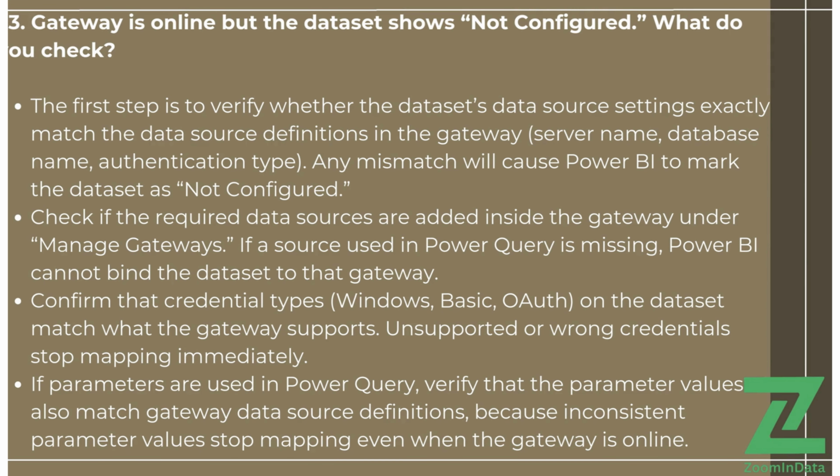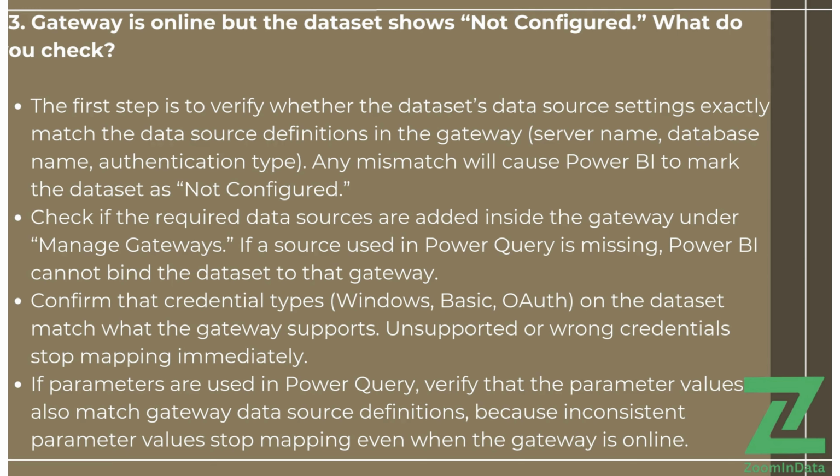23rd question. Gateway is online but the dataset shows, not configured. What do you check? The first step is to verify whether the dataset's data source settings exactly match the data source definitions in the gateway: server name, database name, authentication type. Any mismatch will cause Power BI to mark the dataset as not configured. Check if the required data sources are added inside the gateway under Manage Gateways. If a source used in Power Query is missing, Power BI cannot bind the dataset to that gateway.